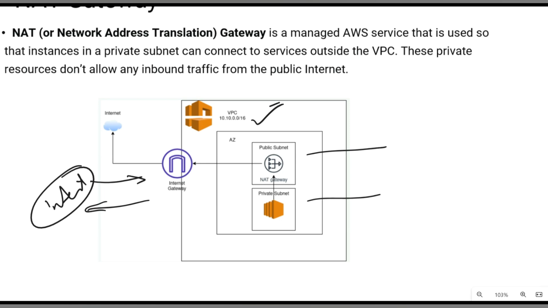It is totally private. So, if you type www.google.com inside this particular subnet, let's say you have a virtual machine in this subnet, it won't be able to access Google because it does not have any visibility to the internet. Now think about the situation: you have a virtual machine in this subnet, which is completely private and does not have any visibility to the internet.